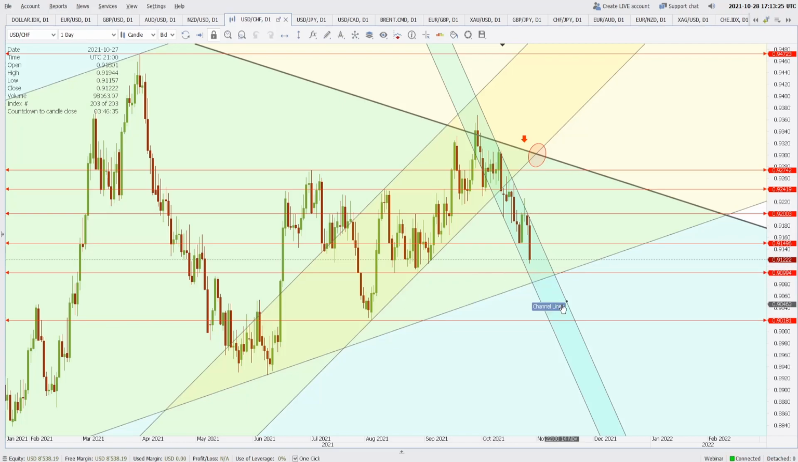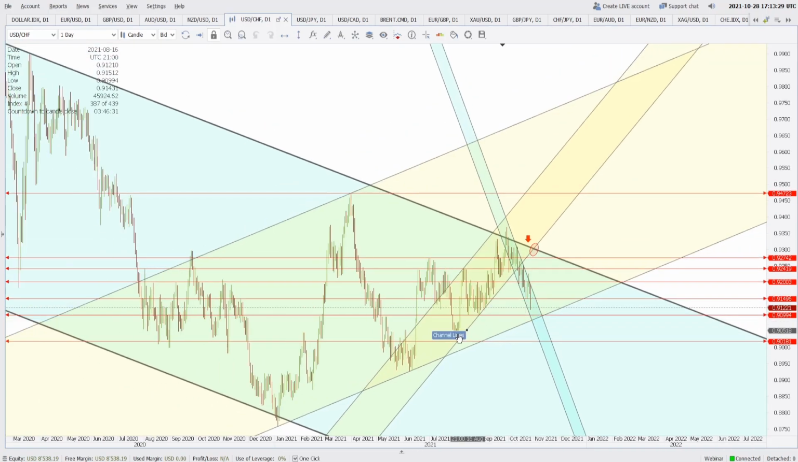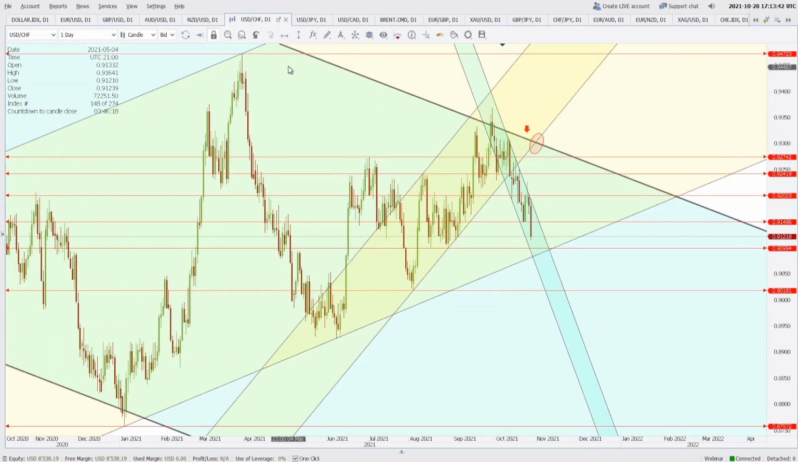0.9099 region. And if this price breaks below this rising channel here, you see there is a rising channel forming, and if it breaks below this rising channel, then the price can go all the way back to around 0.8757 in this market. But on the way it has multiple supports here.